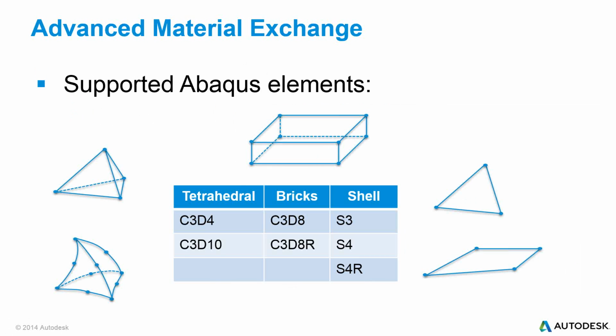On the shell side of this, we support an S3, which is a 3-node shell, an S4, which is a 4-node shell, fully integrated, and an S4R, which is a 4-node reduced integration shell. So those are supported element types in Atticus for both solid and shell elements.